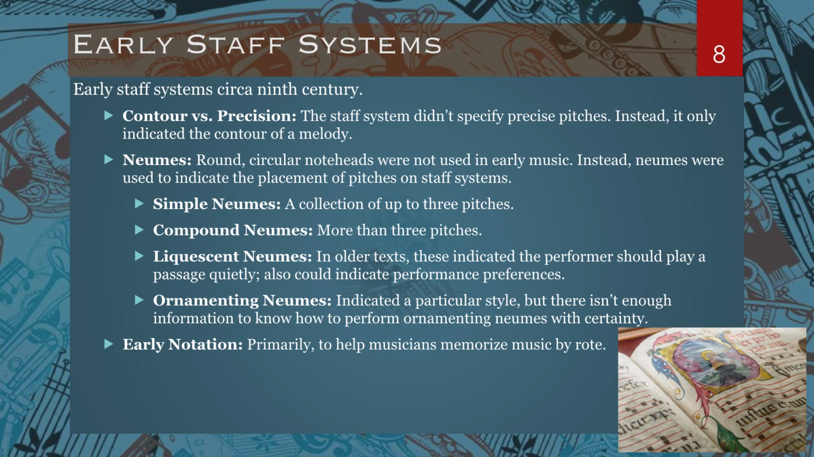A liquescent neum indicated that the performer should play a passage quietly. It could also indicate performance preferences, such as mood or style. Ornamenting neumes indicated a particular style, but there isn't enough information to know how to perform ornamenting neumes with certainty. So ornamenting neumes are still a bit of a mystery to historians.